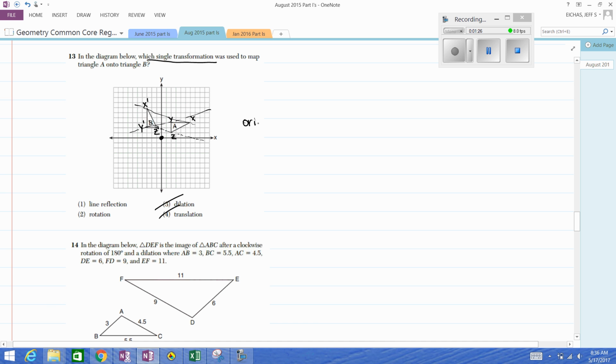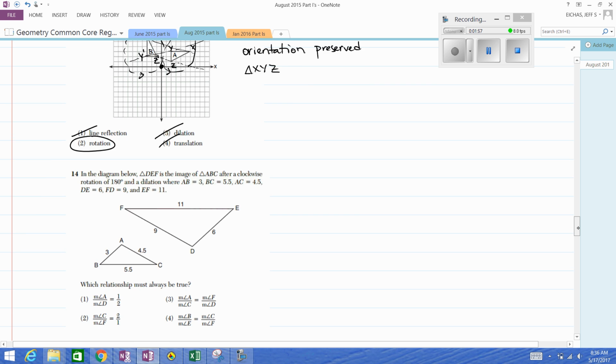Line reflection, it does not look like I can find a single line of reflection, and I always check orientation for line reflections. What I mean by that is the arrangement of the letters. If you go X to Y to Z, that is in a counterclockwise arrangement. X prime to Y prime to Z prime is in the same counterclockwise arrangement, so orientation's preserved. Cannot be a line reflection. Rotation was our first inclination, and we definitely proved that that's got to happen.